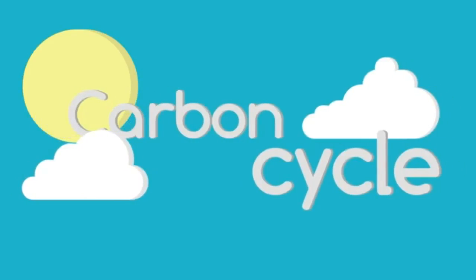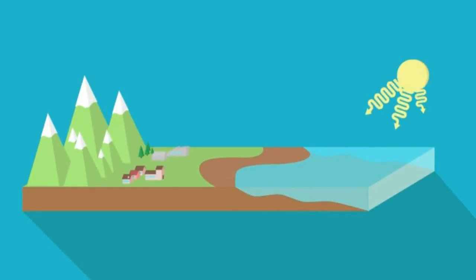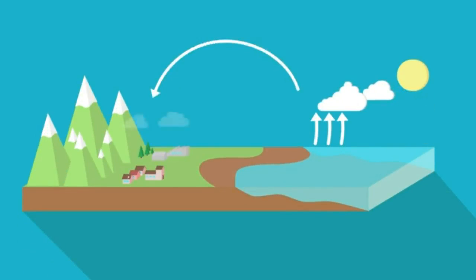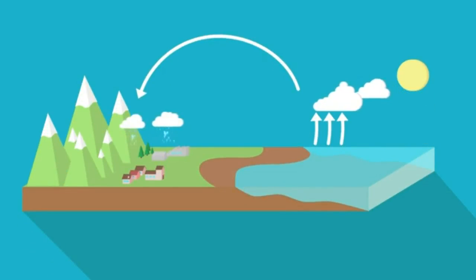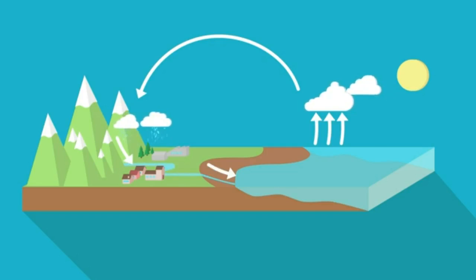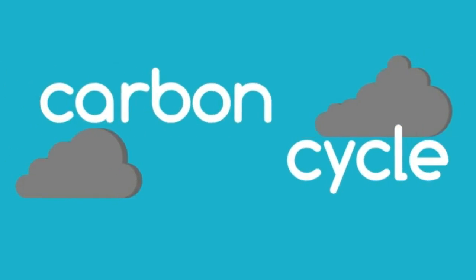Carbon cycle. All elements and some compounds have their natural cycle in nature, for example, the water cycle. Matter is cycled using energy, usually from the sun. And in this video, we'll be considering the carbon cycle.